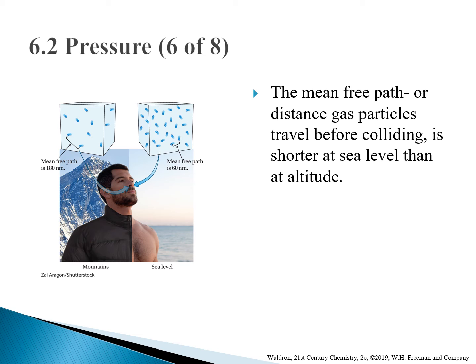We can quantify this difference in terms of the mean free path of a molecule, defined as the average distance the molecule travels between collisions. At the top of Mount Everest, molecules in the air are about 3 times farther apart than at sea level: 180 nanometers versus 60 nanometers, the mean free path.